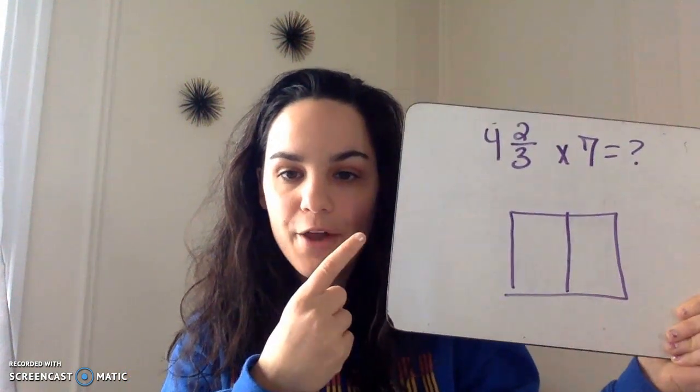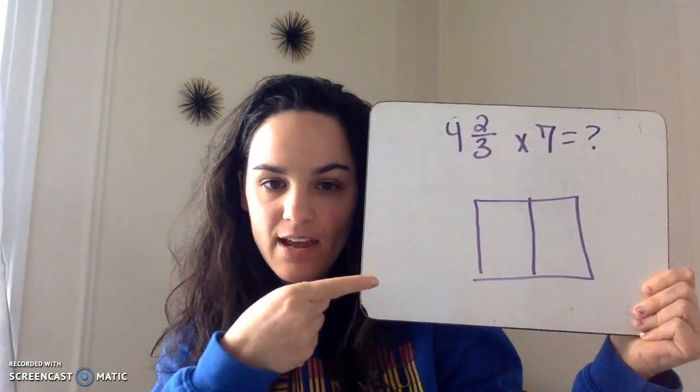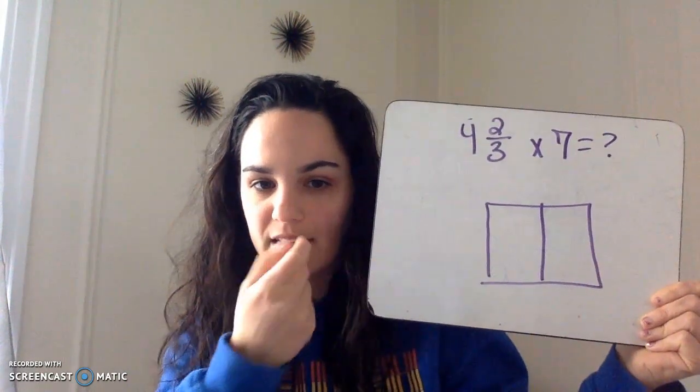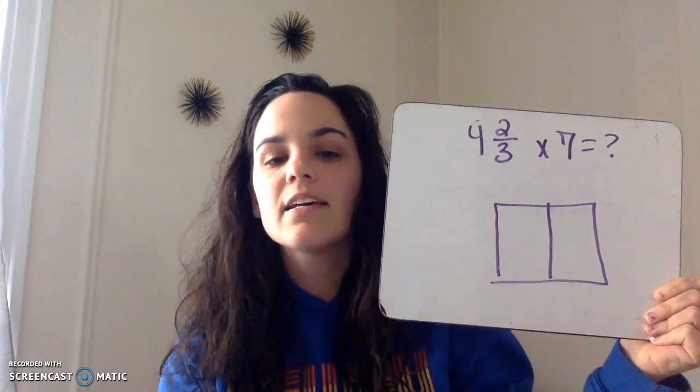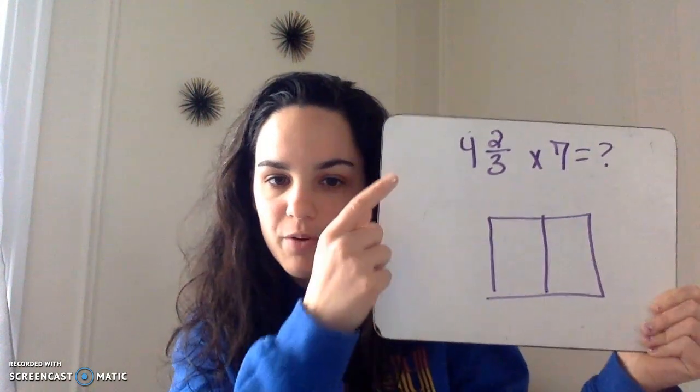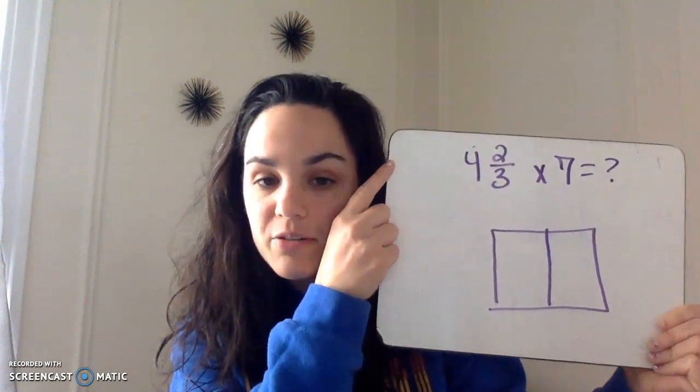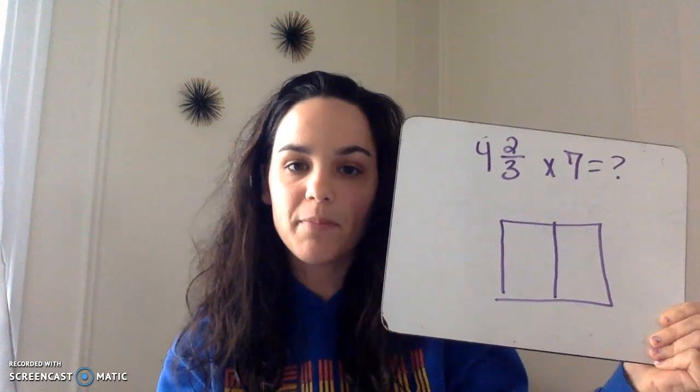So here I've got 4 2/3 times 7, and I even have an area model below it that's blank that you can use as a reference. See if you can make an area model for this without me even teaching it. Then you can hit play and check to see if your work matches mine.